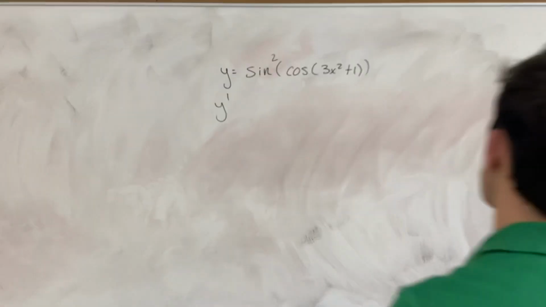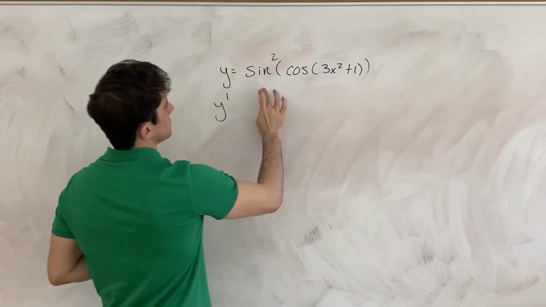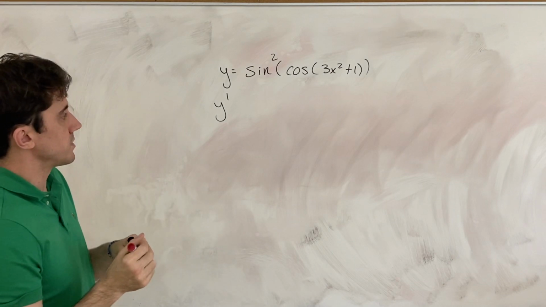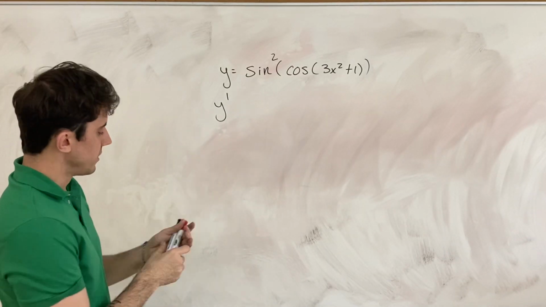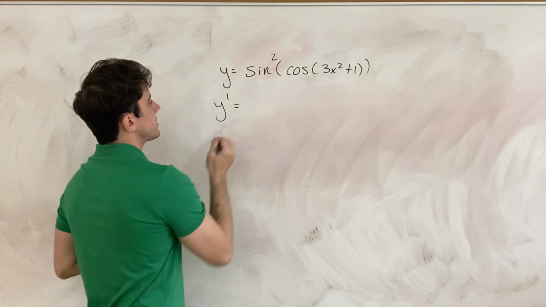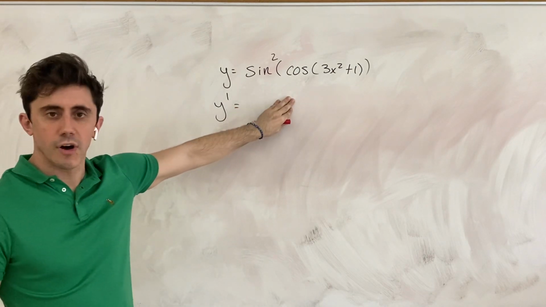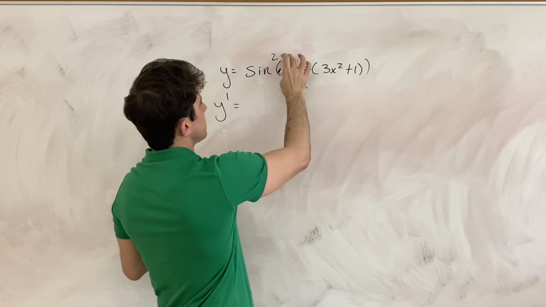Good afternoon, everyone. So we're going to differentiate this function y equals sine squared of cos of 3x squared plus 1, and we're going to find an expression for its derivative y prime. First things first, let's acknowledge that we're going to have to use the chain rule here, obviously. So we have sine squared of whatever.